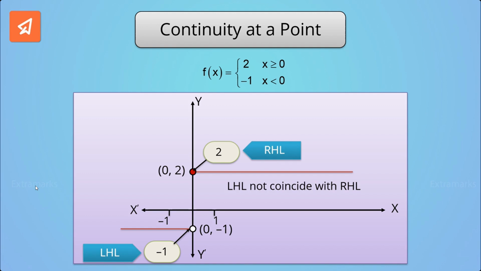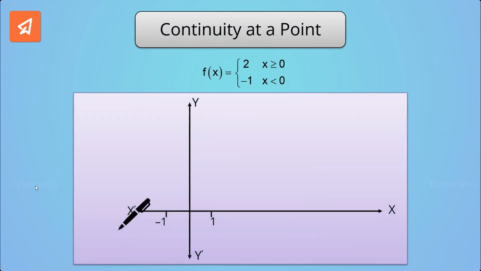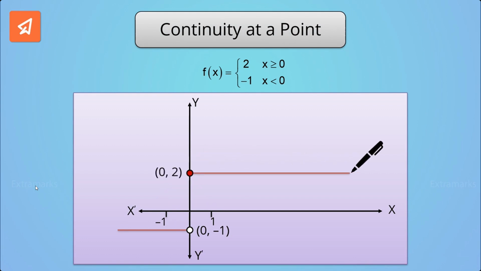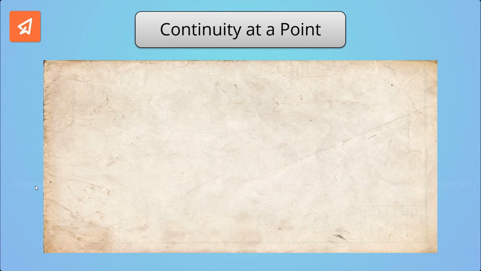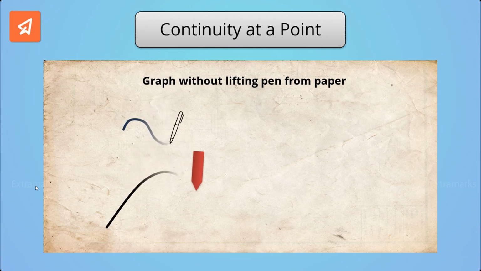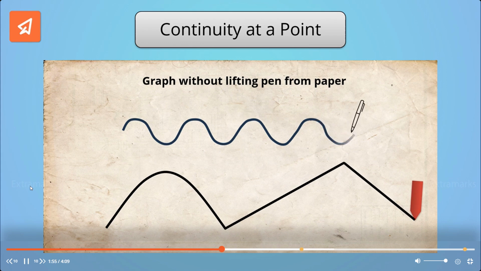Note that to draw the graph of this function, we need to lift the pen from the surface at x equals 0. And this is the first instance of a function being discontinuous at x equals 0. Conclusively, we may say that a function is continuous at a fixed point if we can draw the graph of the function around that point without lifting the pen from the plane of the paper.